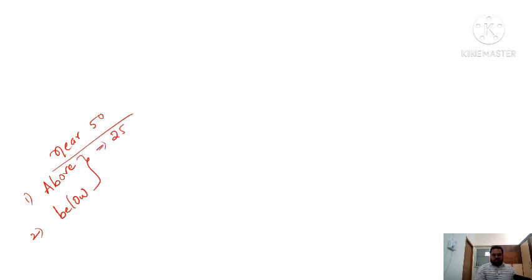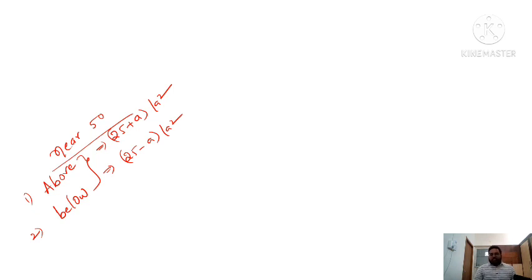So one more method is there, that is near 50. Near 50 you have two types. One is above 50, another one is below. How to find above 50? One formula is there: 25 plus a, then a square, and for below, 25 minus a. So what is a? How to find that?